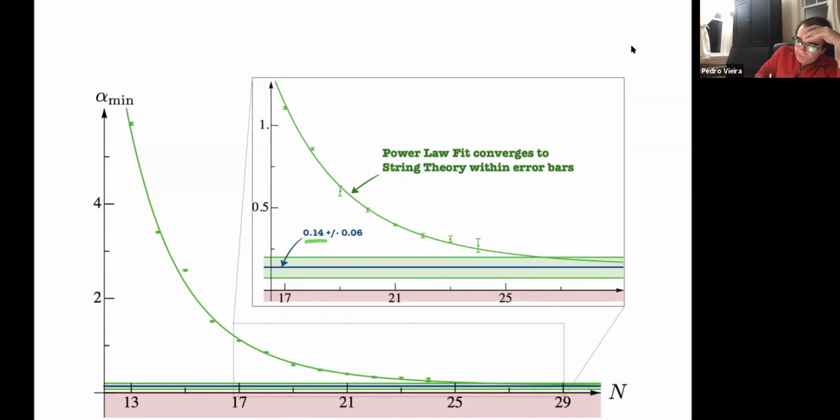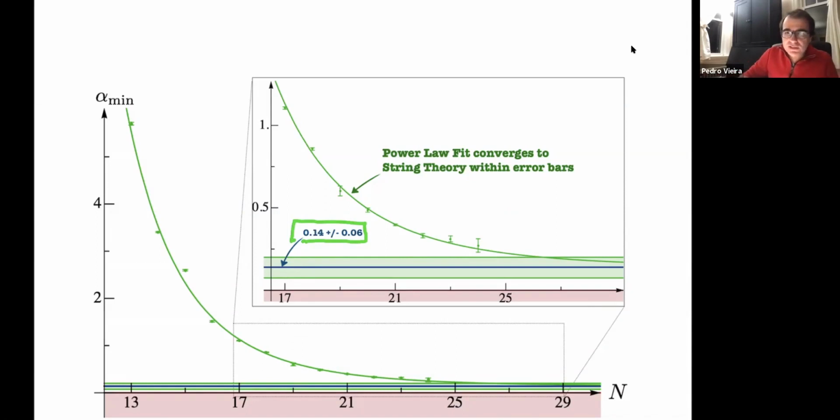And I really think 0.14 is probably the correct value. It's not 0, it's some positive value, that's for sure. And it's probably 0.14. Maybe it's 0.13, but it's probably very close to 0.14. We are now pushing the numerics further to have more precision, but this is where we are.